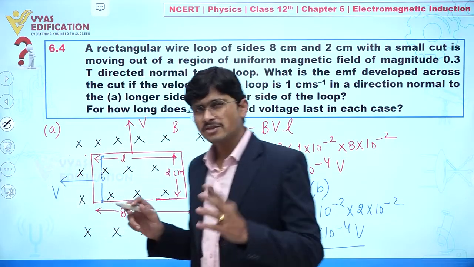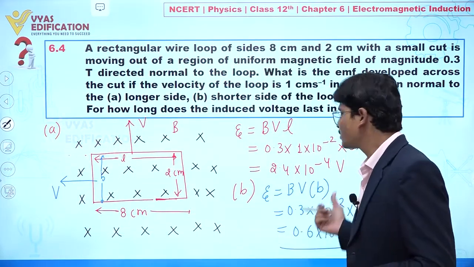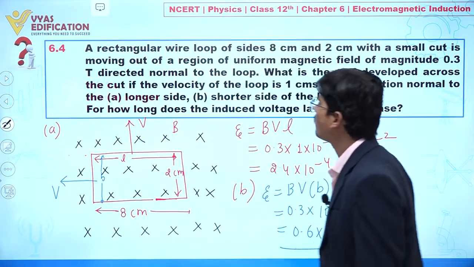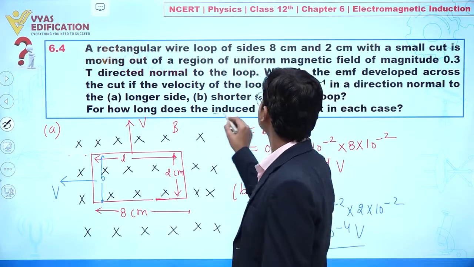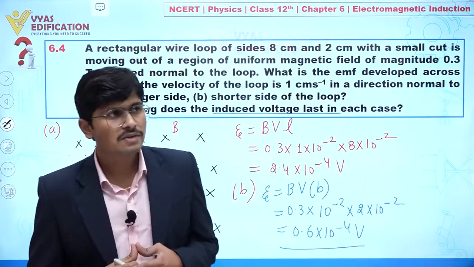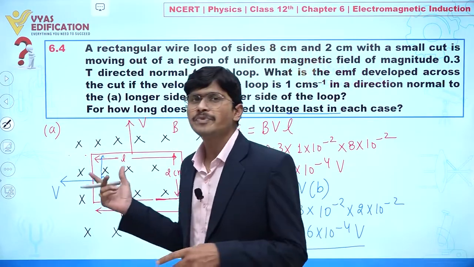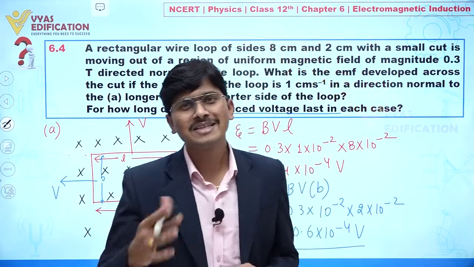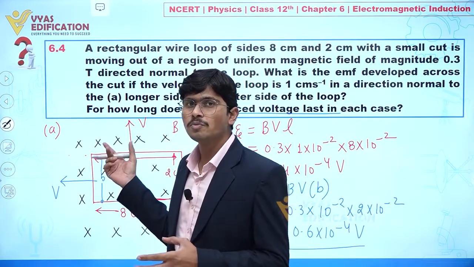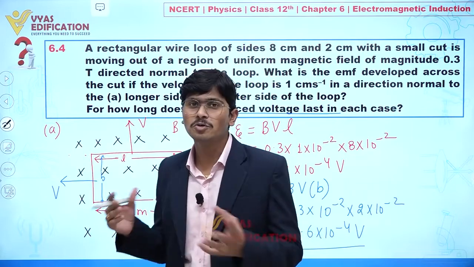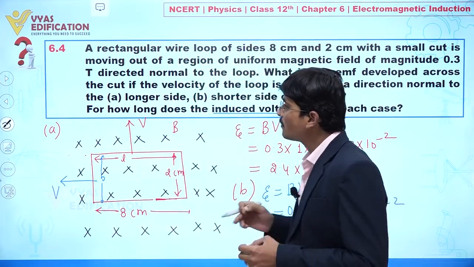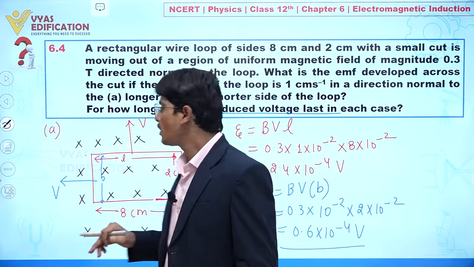You can also find the direction of the induced EMF. Now we have one more part: for how long does the induced voltage last in each case? The induced voltage will be developed across its end as long as the magnetic flux changes, that is, as long as the rectangular loop remains in the magnetic field. So can we find the total time taken in each case?